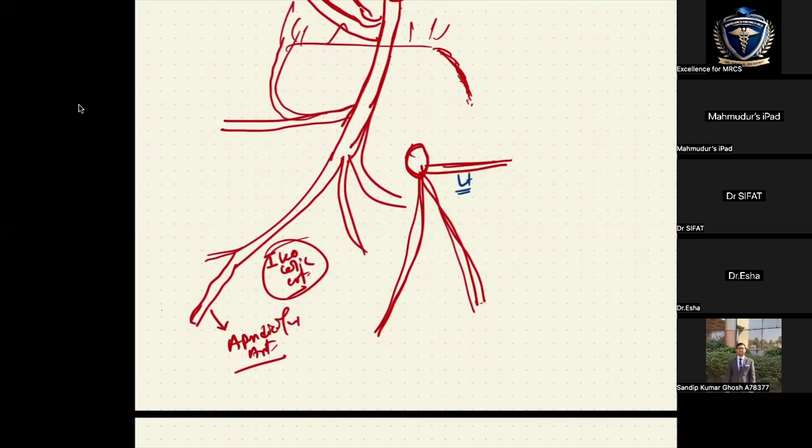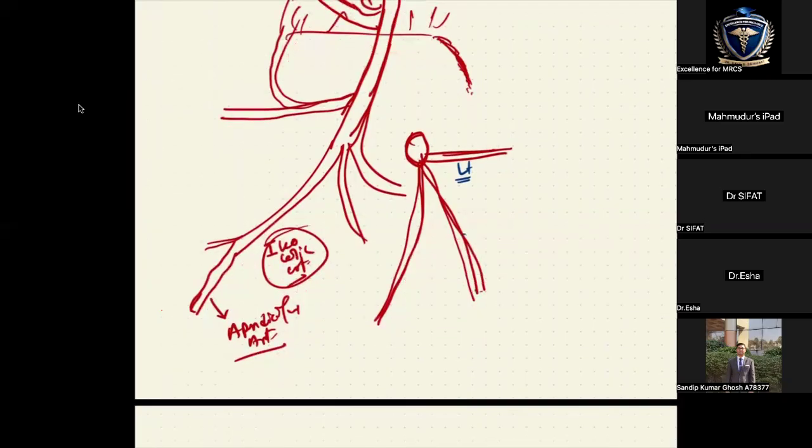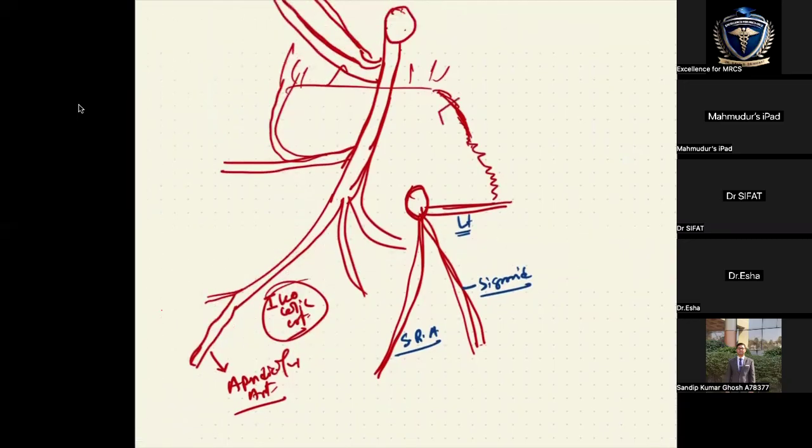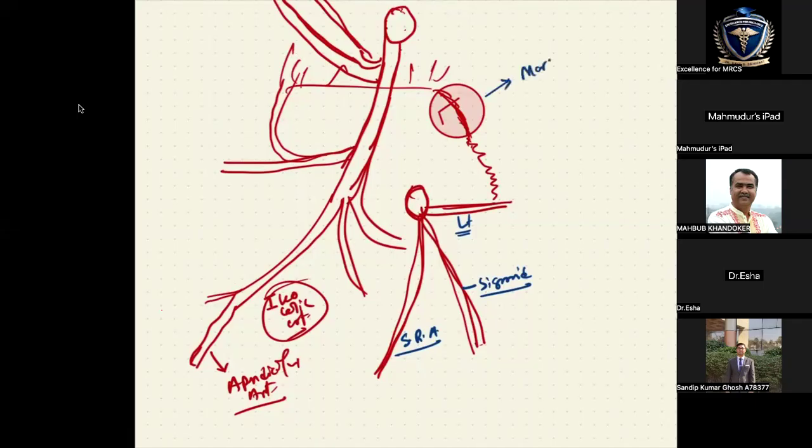So the inferior mesenteric artery has three branches. One is the left colic artery, one is the sigmoid vessels, and one is the superior rectal artery. This left colic artery forms an anastomosis with the terminal branch of the medial colic artery, and this vessel is known as, someone tell me, the marginal artery of Drummond.